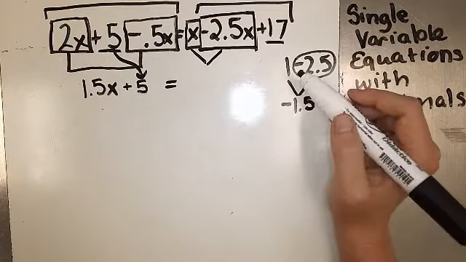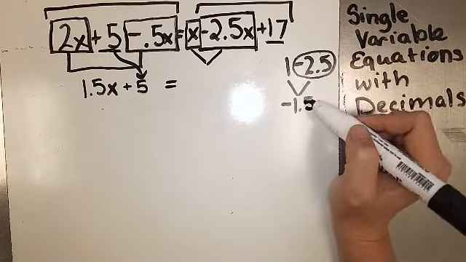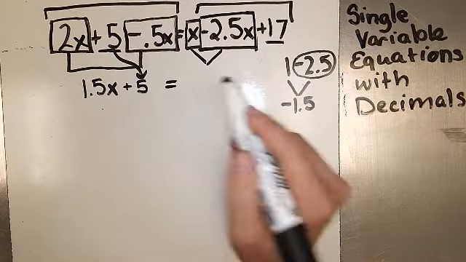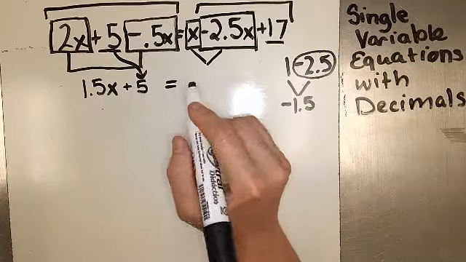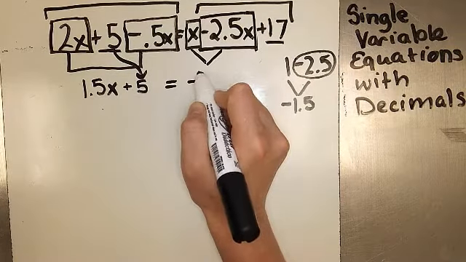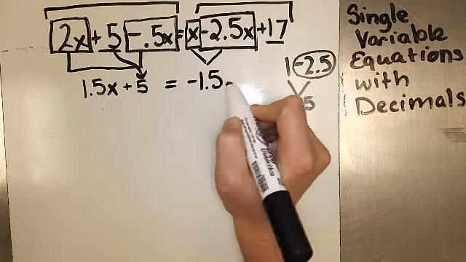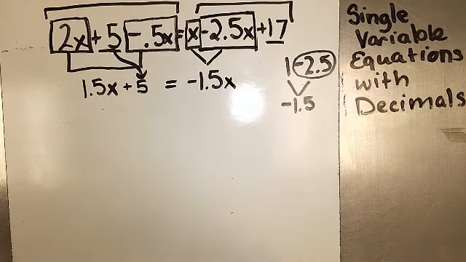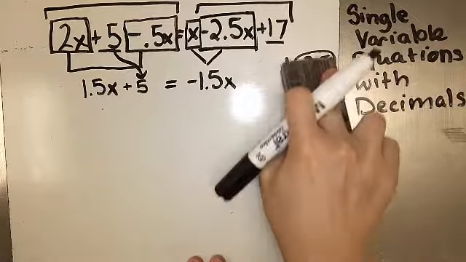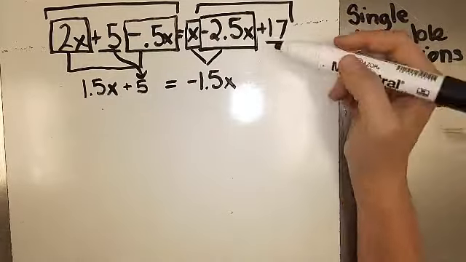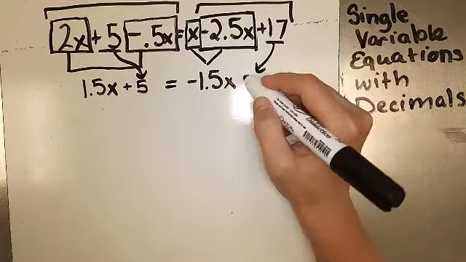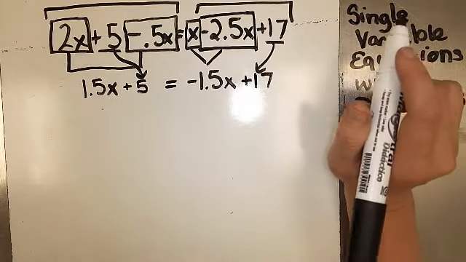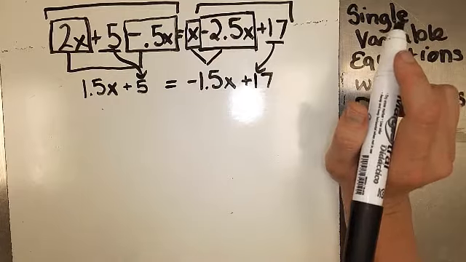Negative 1.5. And if I add 1.5 to 1, I get back to 2.5, so I know that I did it correctly. The 2.5 is a larger number, so I know that it's negative. So when I combine x and negative 2.5x, I end up with negative 1.5x. So after I combine those like terms, I see if there's any constant terms. There are no constant terms to combine, so I bring down my positive 17. And now I'm done with combining like terms.